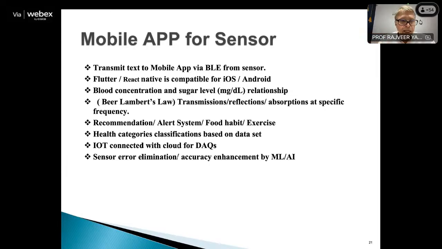The absorption, as per Beer-Lambert's law, will depend on the molar extinction coefficient, molar concentration, and transmission length of the signal. The recommendation, alert system, food habits, and exercises are also available in the mobile app. Health category classification will also be available, customized depending on the customized solutions. IoT is connected with the cloud for data acquisition.